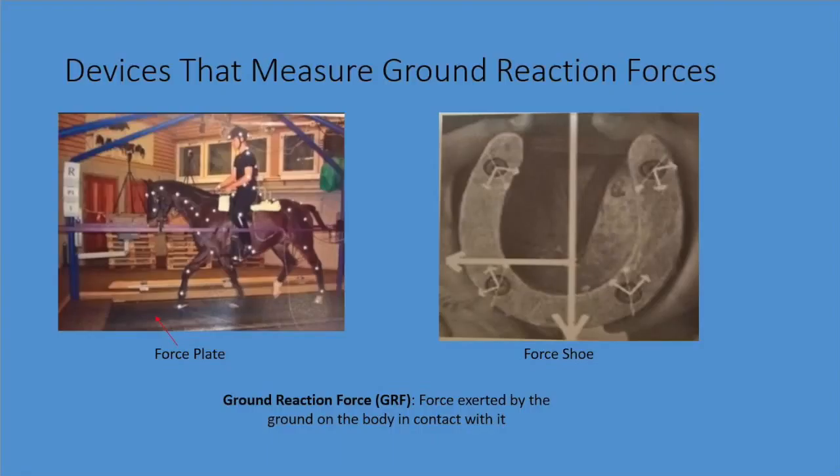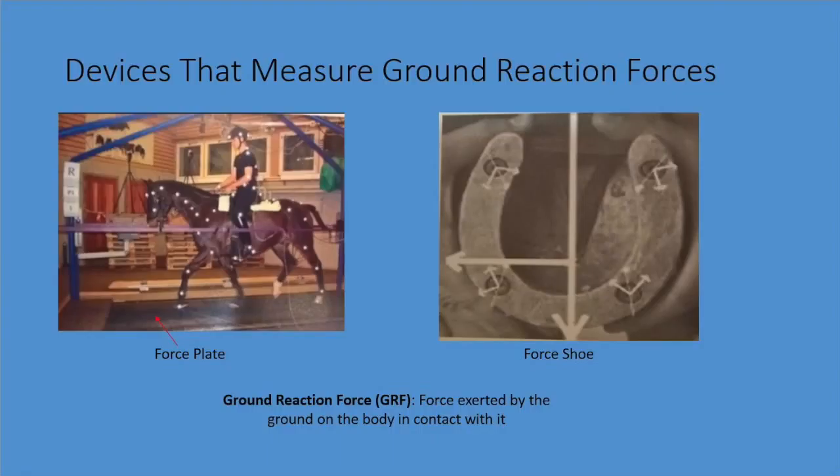Force shoes also work to record ground reaction forces, but they are also more portable and useful on different types of surfaces. The force shoe can be applied directly to the hoof, placed in between a base plate and a shoe, or placed inside a boot attached to the horse's hoof.